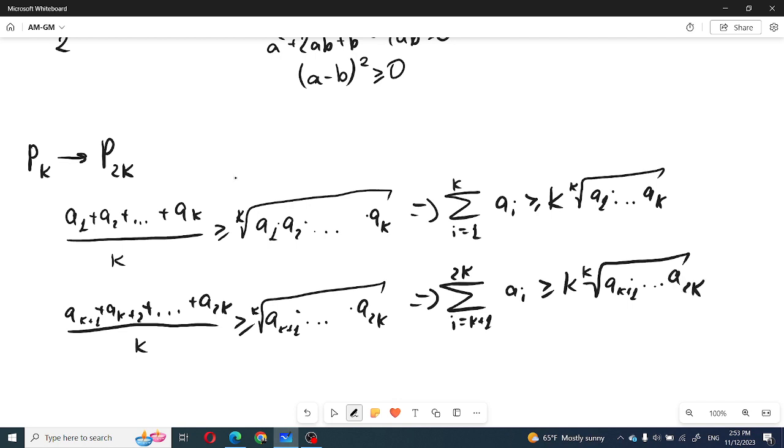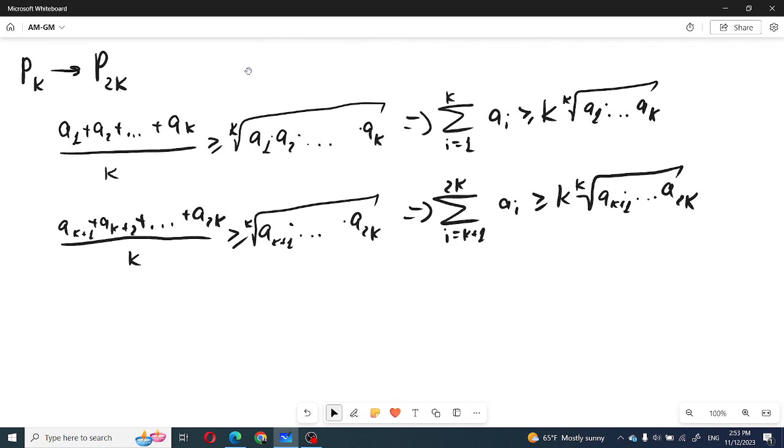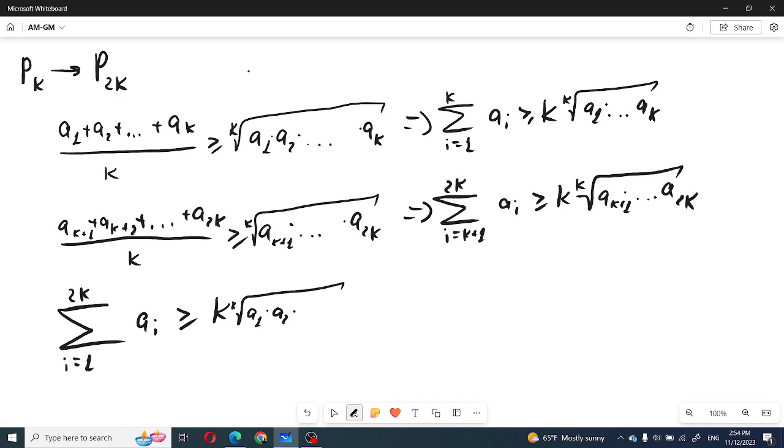Now if we take the sum of the left hand sides and right hand sides, what will we get? We get that the sum of ai from i equals 1 to 2k is greater than k times the kth root of a1 times a2 times all the way up to ak, plus k times the kth root of ak plus 1 times all the way up to a2k.